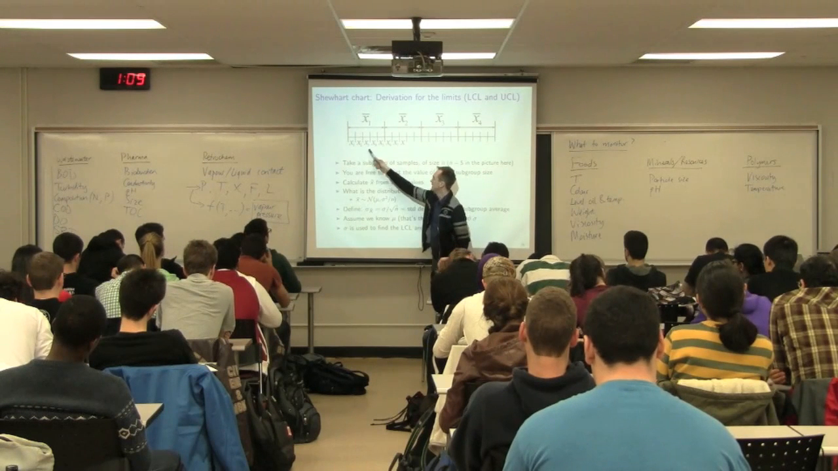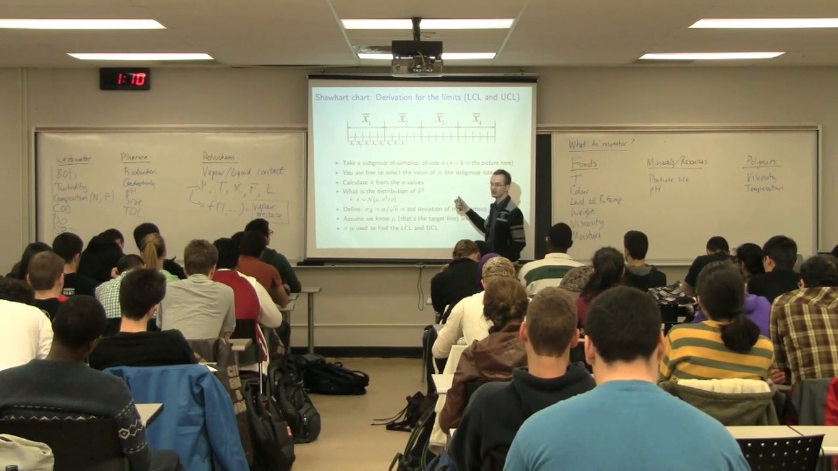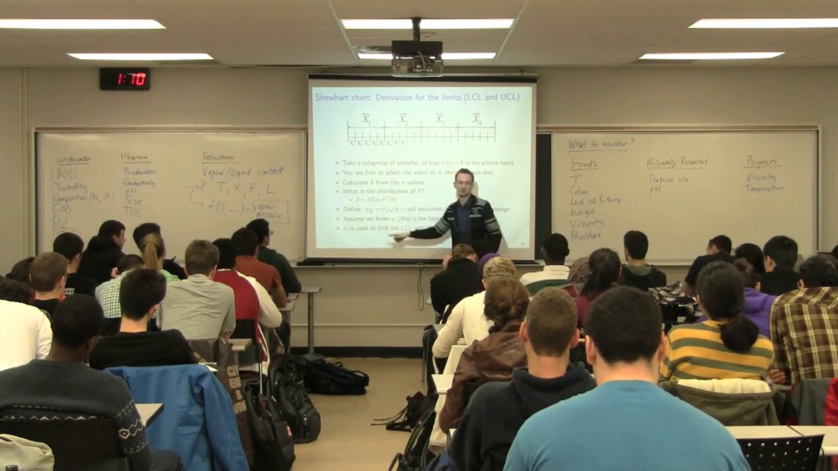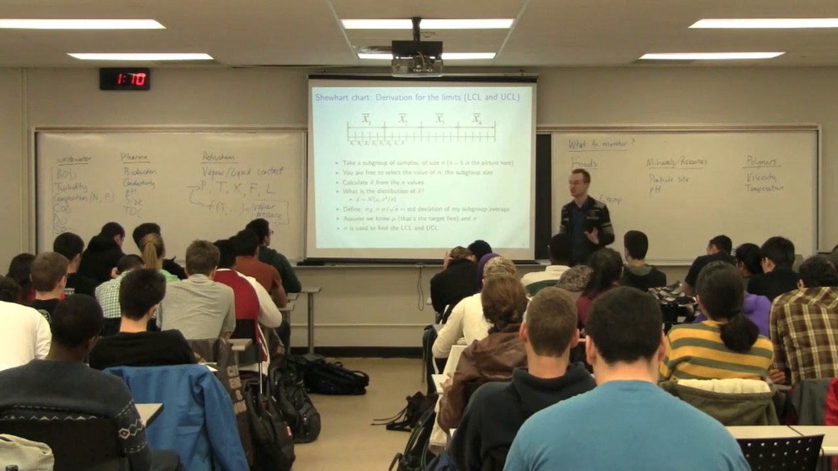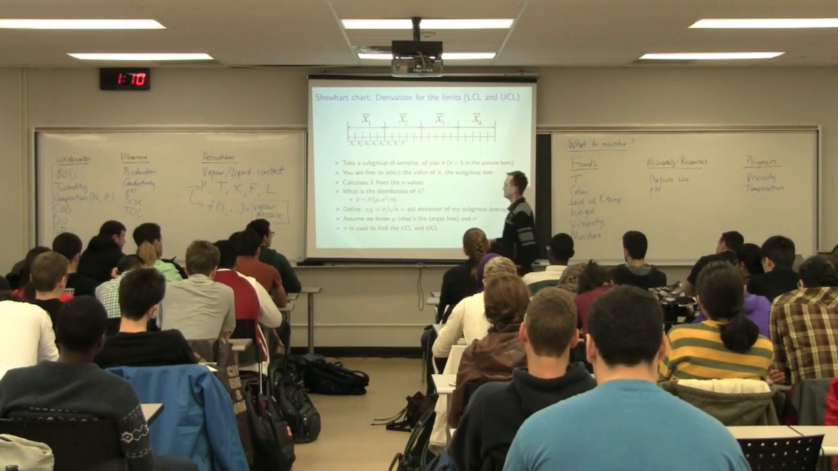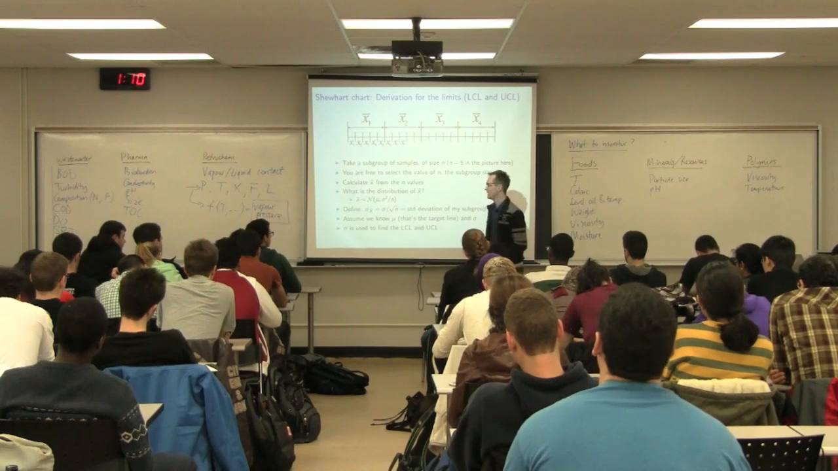Our original data, X1, X2, X3, X4, X5, and so on, comes from a distribution with mean of mu and variance sigma squared. That's my original data. X bar comes from the normal distribution now, with the same mean, but with a different variance, sigma squared over n.